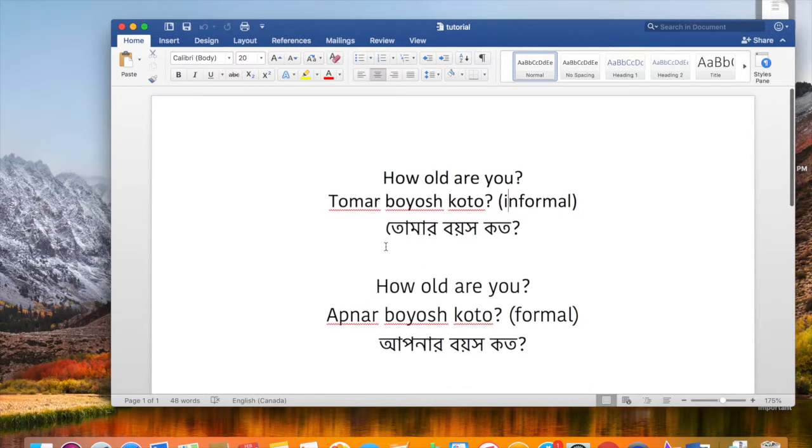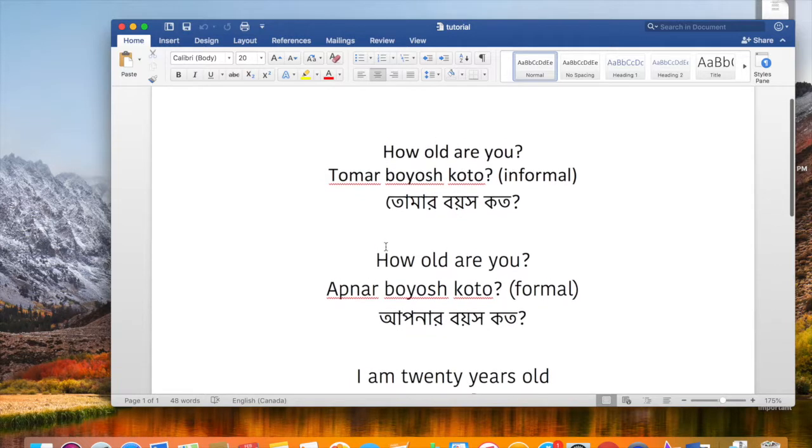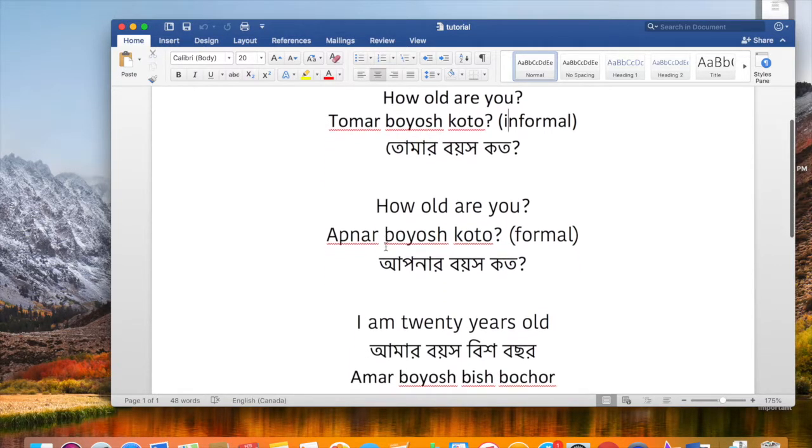Okay, so let's go over how to answer that question. I am 20 years old. What is that? Amar boyosh 20 বছর. In this case, 20 is bish. Amar boyosh 20 বছর. I am 20 years old. Amar boyosh 20 বছর. Just like that.